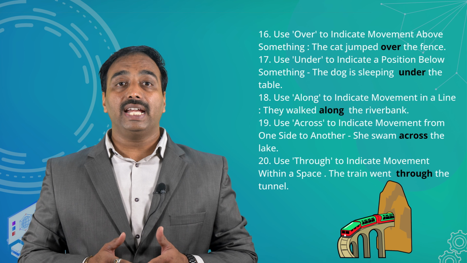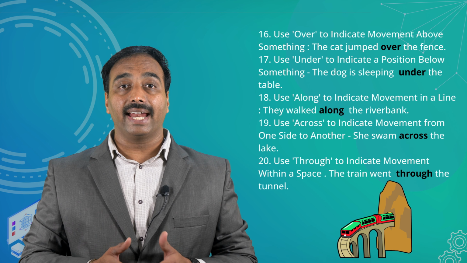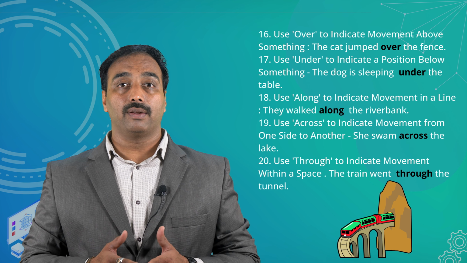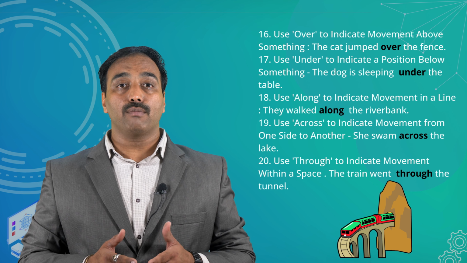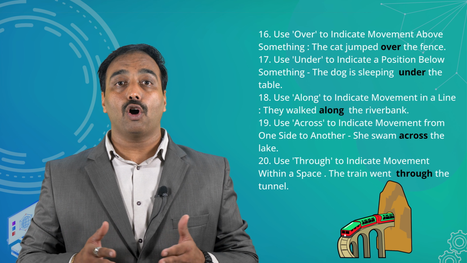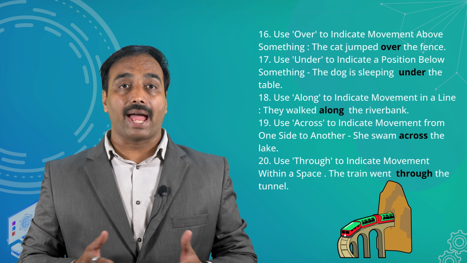Use under to indicate a position below something. Under denotes being directly beneath. Example: the dog is sleeping under the table. Use along to indicate movement in a line. Along refers to movement following a line or path. Example: they walked along the river bank.